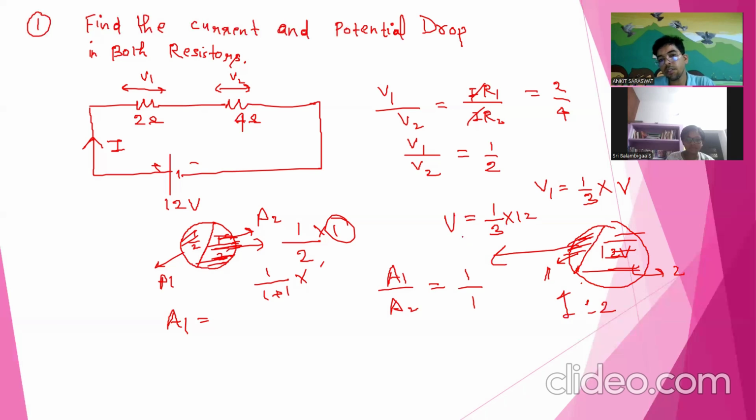Similarly here, how much voltage? V2 will be 2 by 2/3 of total. Total voltage is how much? 12. 3 4s are 12, 4 2s are 8. V2 will be 8.